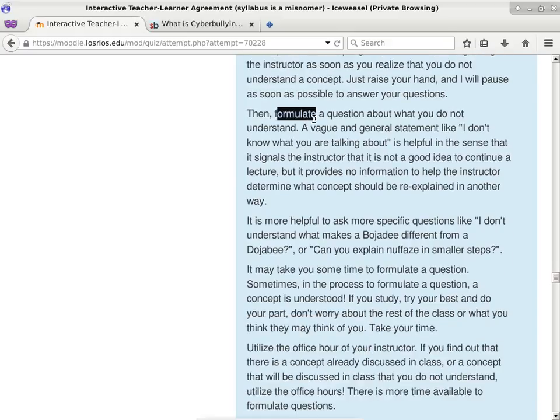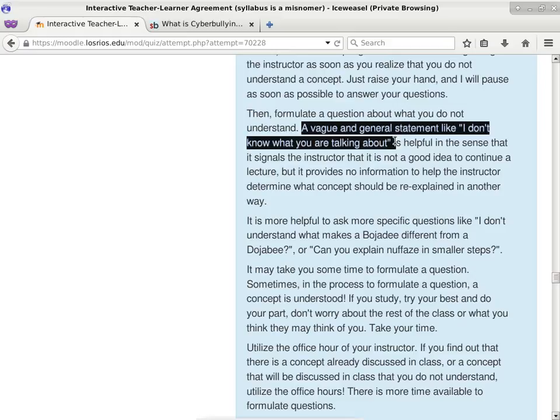Okay, formulate a question about what you do not understand. I know this doesn't sound important, but it really is. Because a vague and general statement or question is not going to be very helpful, in the sense that I don't know how to answer the question. I know that there's something I need to explain again in a different way, but it doesn't tell me what it is. So I don't know what you're talking about. It's okay. It is a signal to me that something needs to be explained again, but it's not helpful in the sense that I do not know which part of the concept I have to explain again.